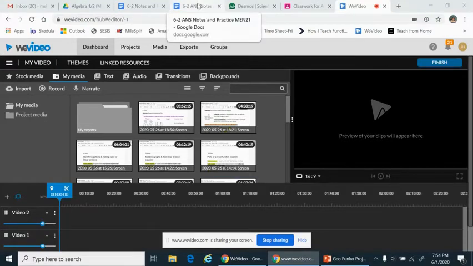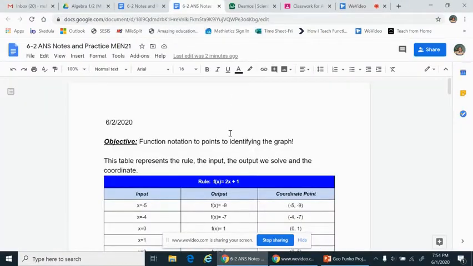Good morning, class. So today we're going to be going over basically what we did yesterday, but in a little bit more detail. So I'm just going to quickly go over the notes, jump into the examples, and show you how you choose the right graph. So looking at this, we have function notation to points to identifying the graph.